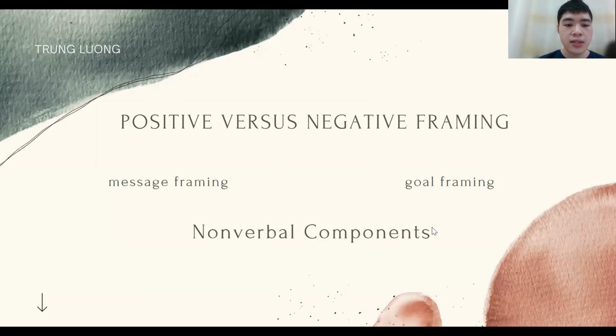Now I'm going to present the positive versus negative aspect framing of the message structure characteristics. As you can see here, the positive versus negative framing has two sides. The first one is message framing, which refers to presenting one or two equivalent value outcomes, either in positive or in negative terms. The second one is goal framing, where the message stresses either the positive consequences of performing an act or the negative consequences of not performing it.